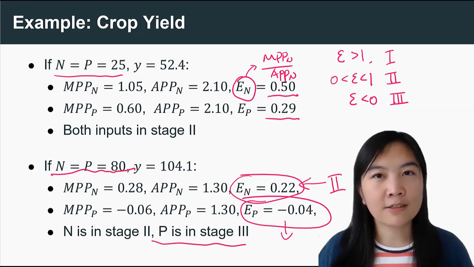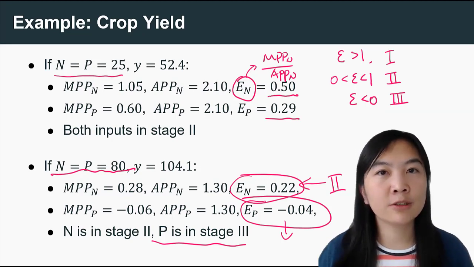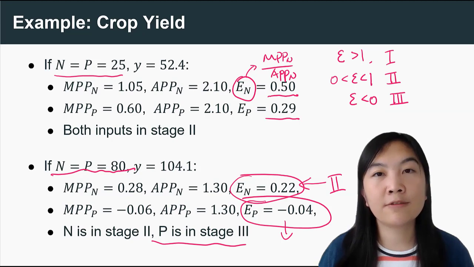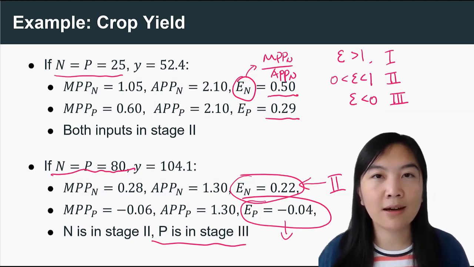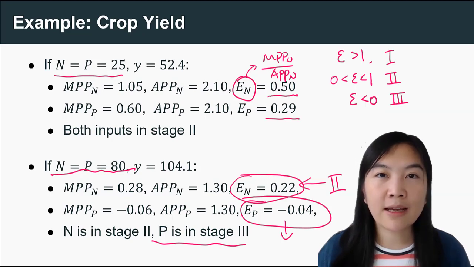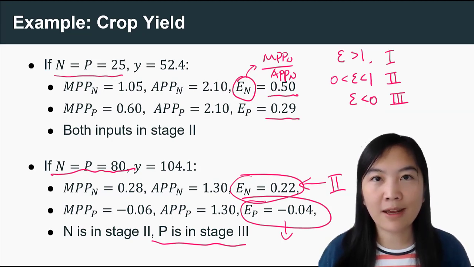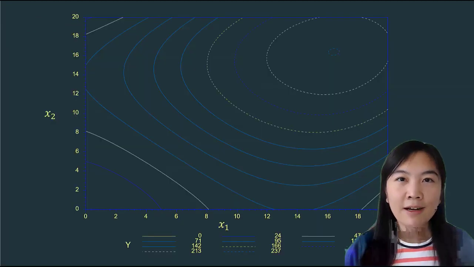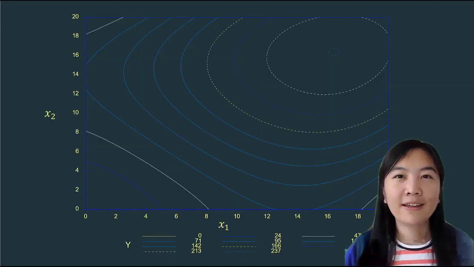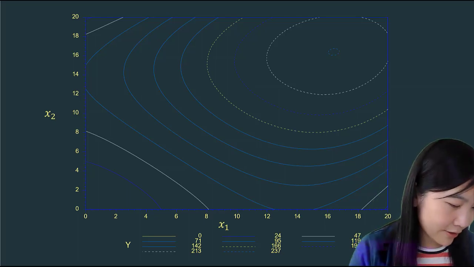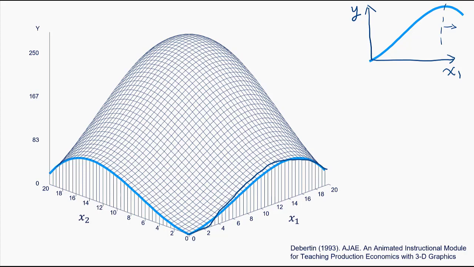For a production function with two variable inputs, in order to produce the same level of Y, you actually have many different combinations of input use. We mentioned that in the one variable input case, it's never optimal to produce in stage 3. However, here in the two variable input case, it's possible that one variable is in stage 3 and the other variable is in stage 2. This graph is the isoquant of the production surface that I have shown you at the beginning of the lecture. So this is the isoquant of this production surface.